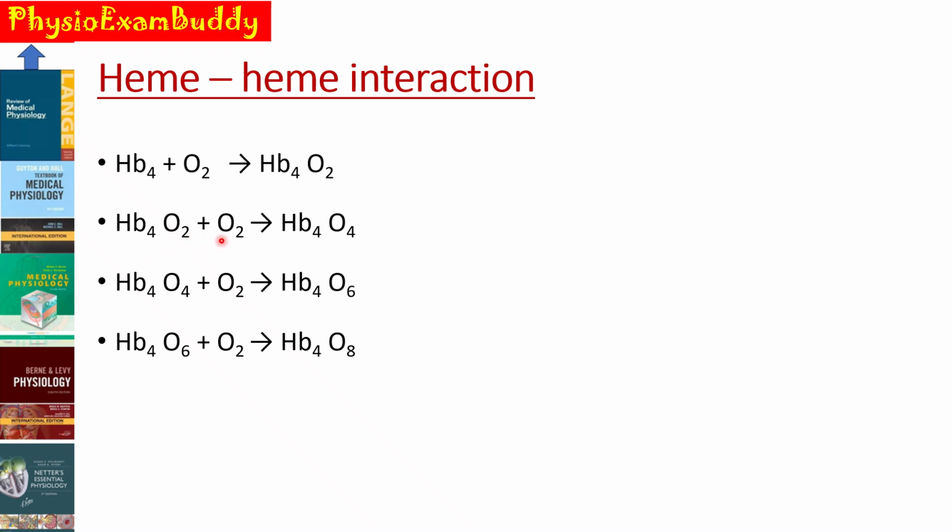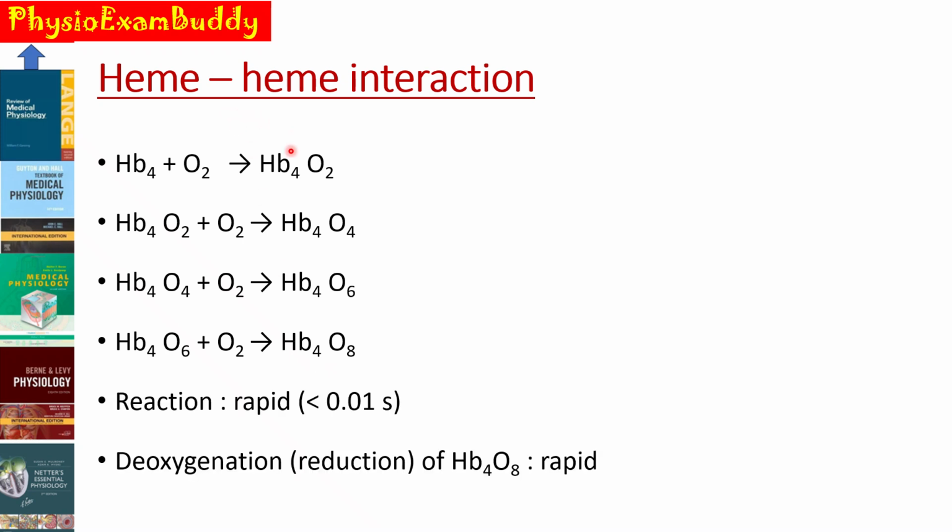So it will again combine with oxygen to form Hb4O4. Then another oxygen molecule will come and bind with the third site of the hemoglobin, forming Hb4O6, and finally it will react with the 4 oxygen molecules to form Hb4O8, and this reaction is known as the heme-heme interaction. And this reaction is very rapid, requiring less than 0.01 second. And the deoxygenation here, that is the reduction of Hb4O8, is also very rapid.